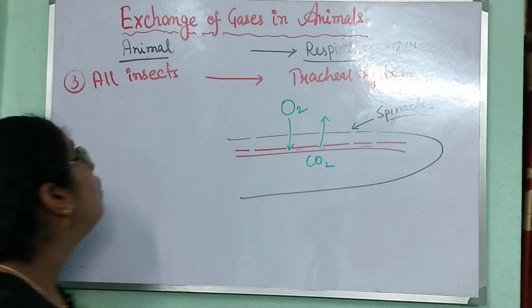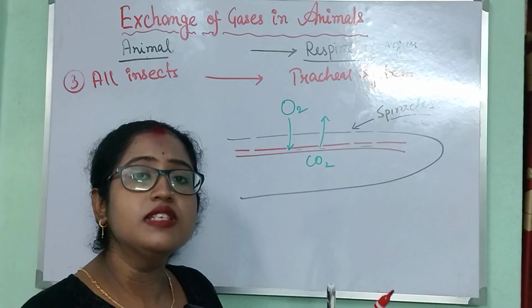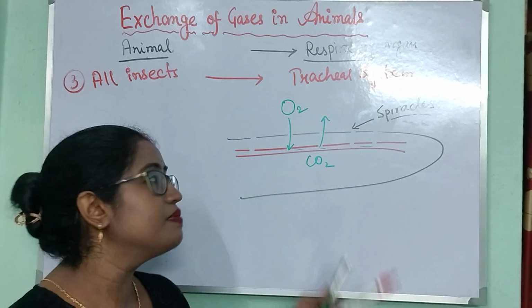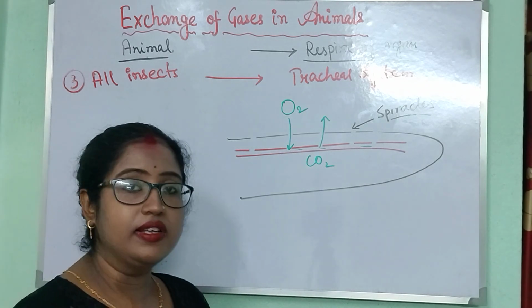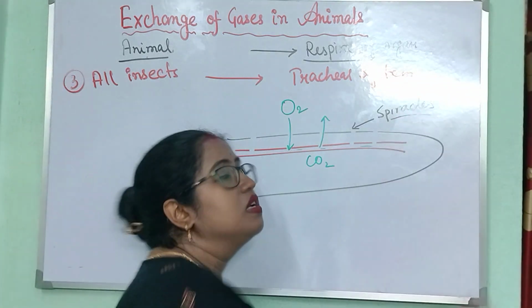So all insects have a specific respiratory organ, and the name is trachea, or the system is known as the tracheal system, and the opening of the trachea is known as the spiracle. So it is important to know what a spiracle is.